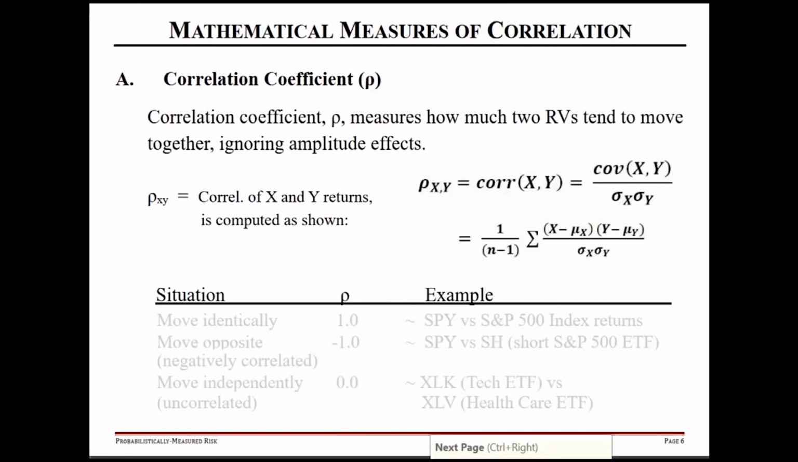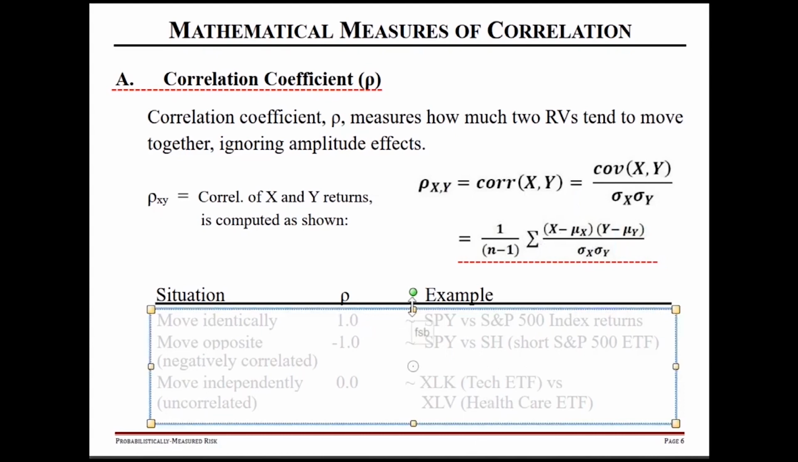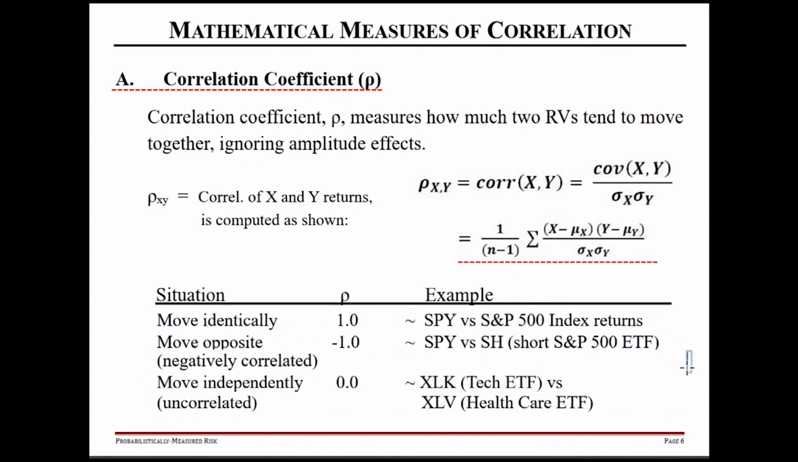And we looked at some mathematical measures of correlation. The first one was the correlation coefficient. You definitely need to know what the correlation coefficient is and how it works. It measures how much two random variables tend to move together, ignoring amplitude effects. You don't have to worry about these formulas. If you wanted to compute the correlation between returns of, say, the Spiders and Intel over 30 years, you could use this formula and it would work great. But I'm not going to ask you to do that. What you do need to know is this.